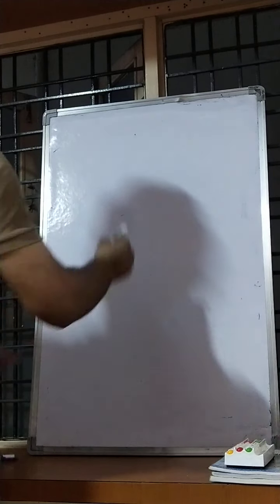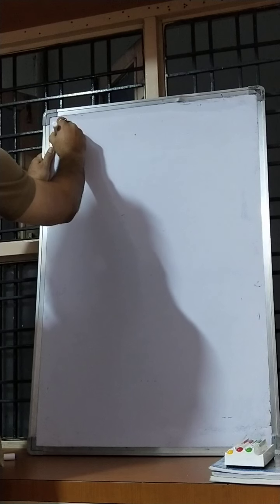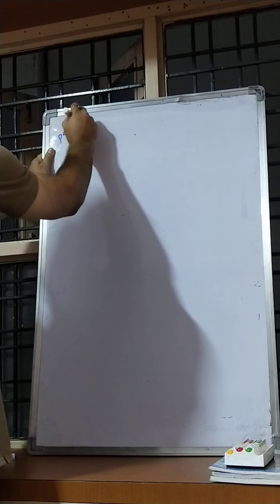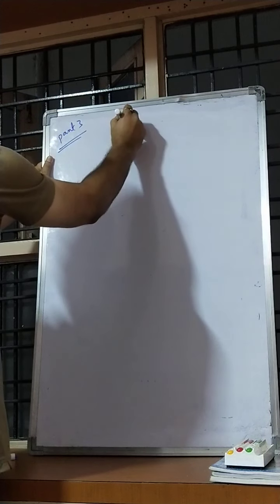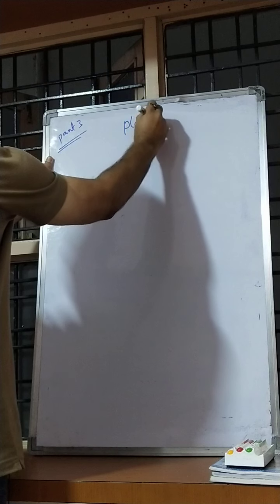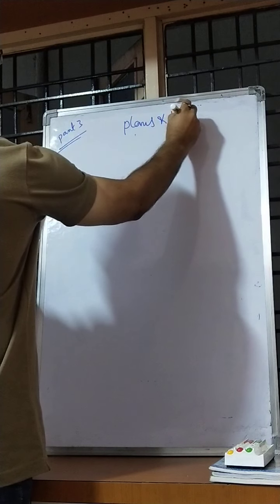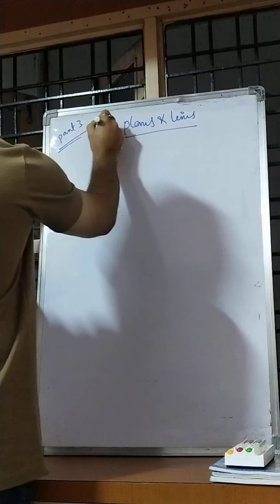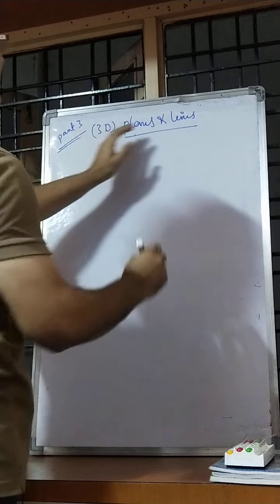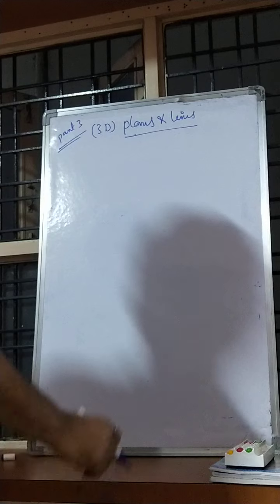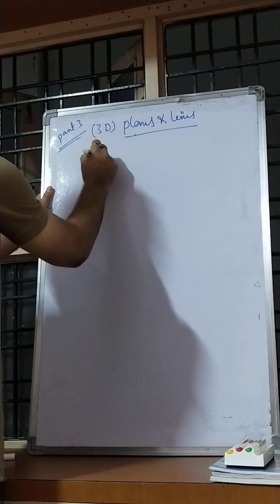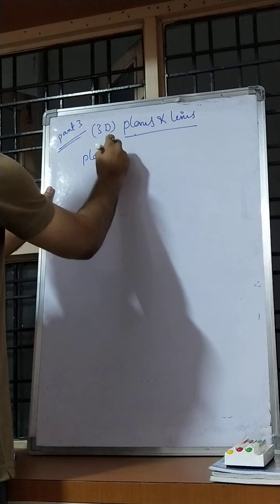Today we are going to discuss the third part, 3D, planes and lines. Okay, 3D, third part, planes and lines we are going to discuss. Now you see here, first the theory about planes.